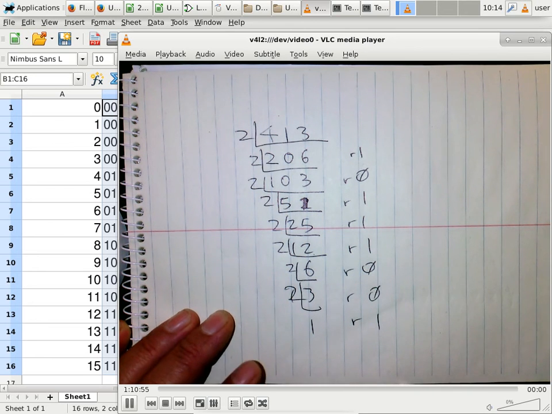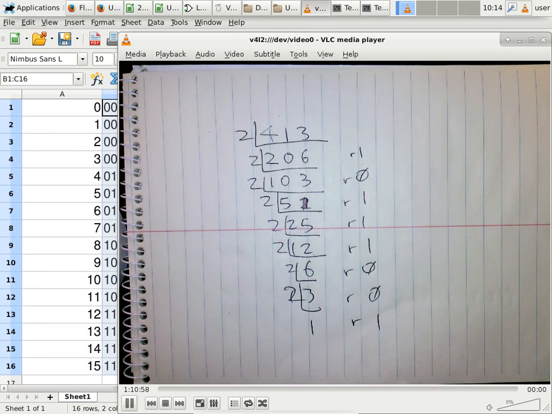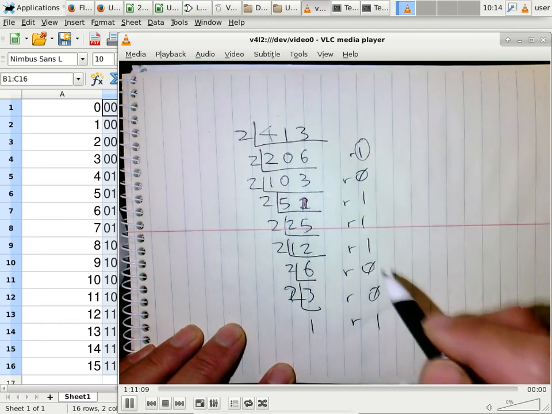Okay. So how do you read all these numbers? 1 0 0 1 1 1 0 1. But which one is the least significant bit? The one on the bottom? No, the one on the top. That's right. This is our least significant bit.